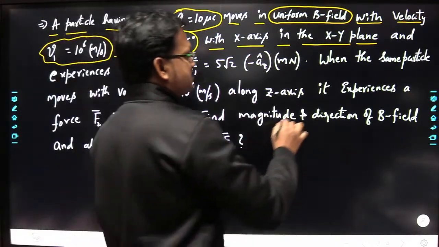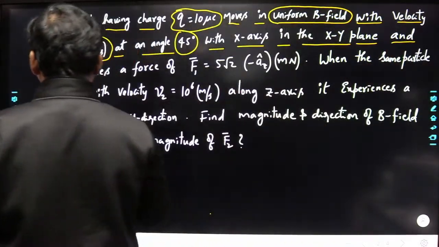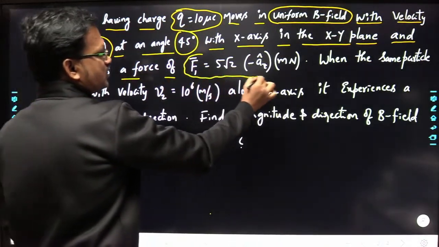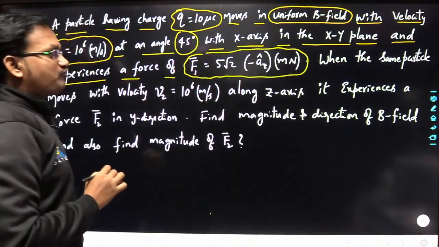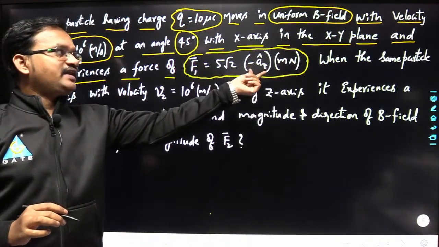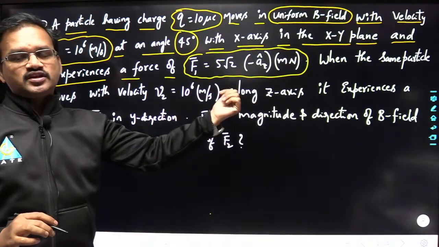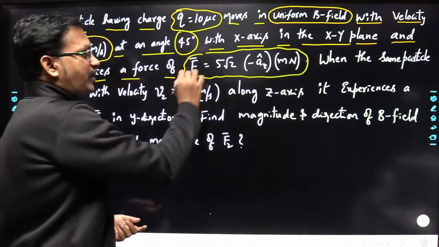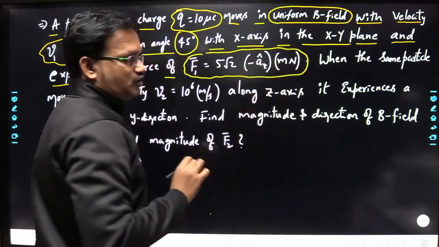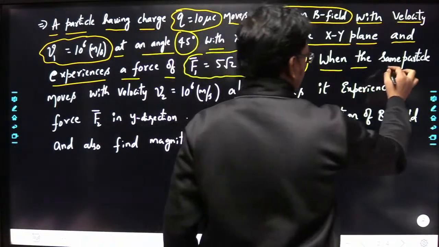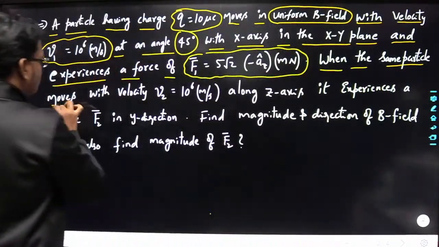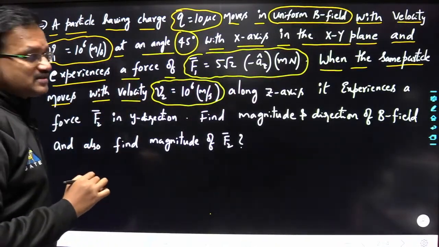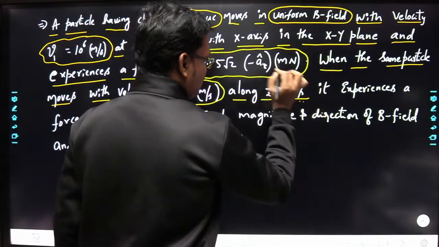And experiences a force of F1 is equal to 5 root 2 minus Az cap. That means it is experiencing a force in which direction? Negative z direction. Understood? 5 root 2 minus Az cap millinewton. When the same particle moves with velocity v2 is equal to 10 to the power of 6 meters per second along z-axis.